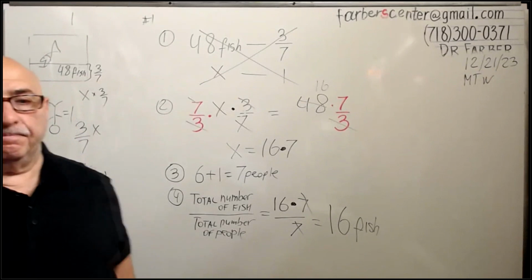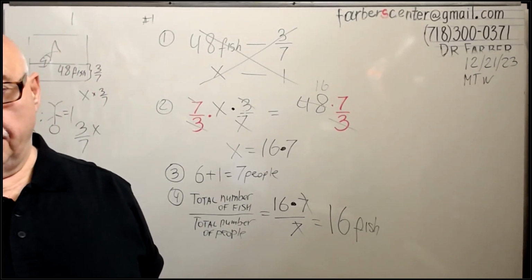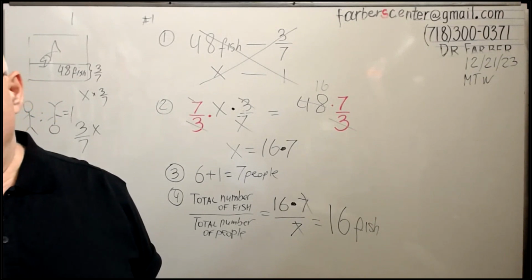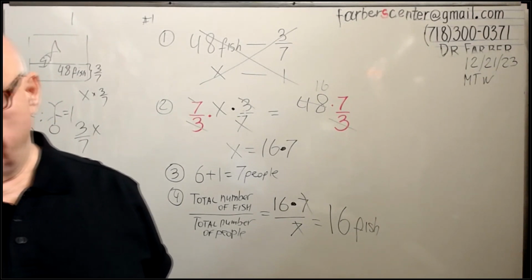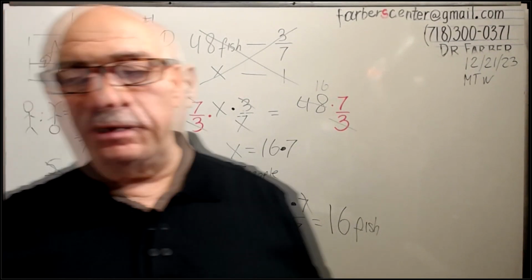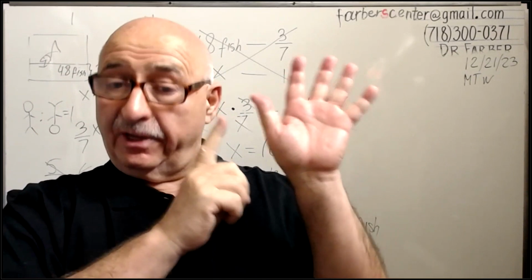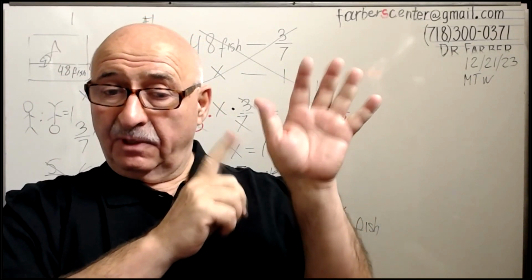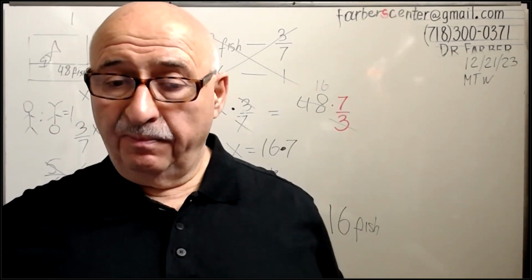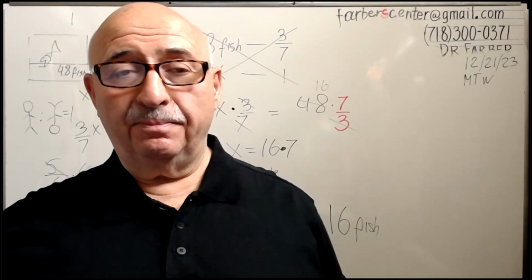I don't understand how you got 6 plus 1 equals 7 people. Where did you get the 6 plus 1 from? One fisherman, I read from the screen, one fisherman and his 6 friends. How many people do we have? One fisherman, 7. Yes, bingo. Okay.